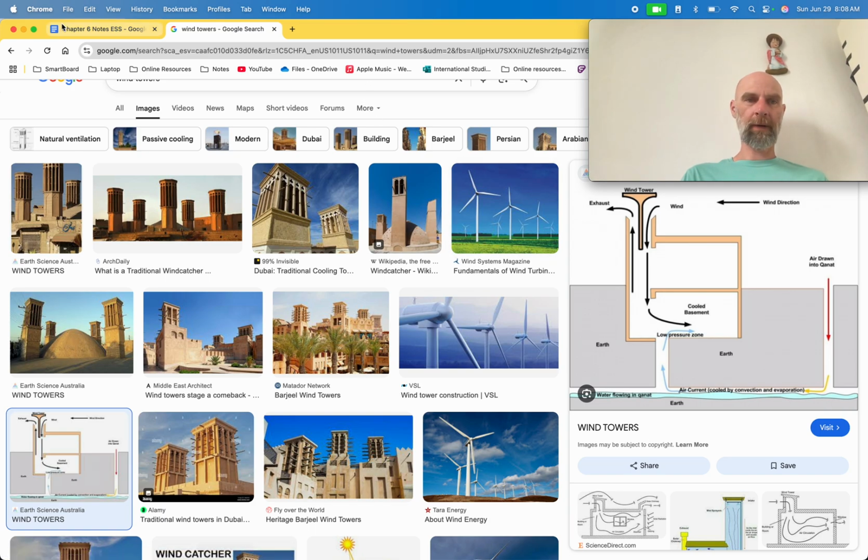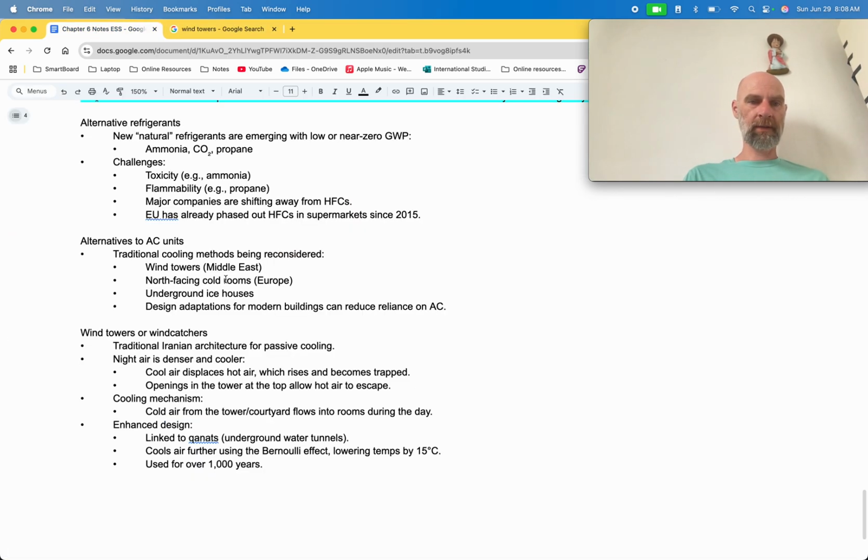So all right, back to this. North facing cold rooms in Europe. That's where they would store some ice and some other stuff, because north facing in Europe is away from the sun. Underground ice houses, yeah, those are some old school ways of doing it. That's used before refrigerators. I guess they would do this in Alaska because the ground is really cool during the summer. They just dig a hole and then fill it up with snow and ice during the winter, and that's where you would store your meat.